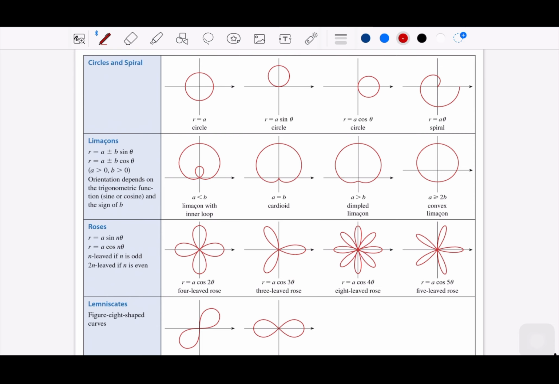And then when A is greater than B, maybe not really that much different, it goes a little bit away from the original point here, but just a little bit. We call this dimpled limaçon. And when A is greater than or equal to twice B, it becomes a convex limaçon. It's like a circle, but not precisely a circle. It's almost a circle. Okay, this is the limaçon.